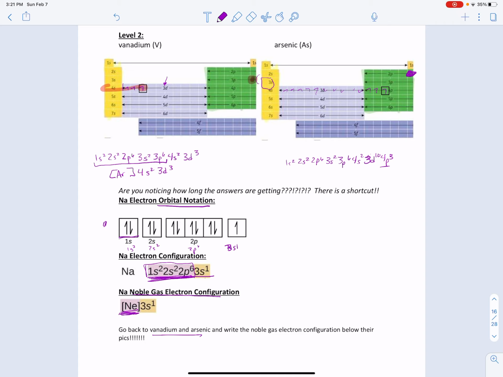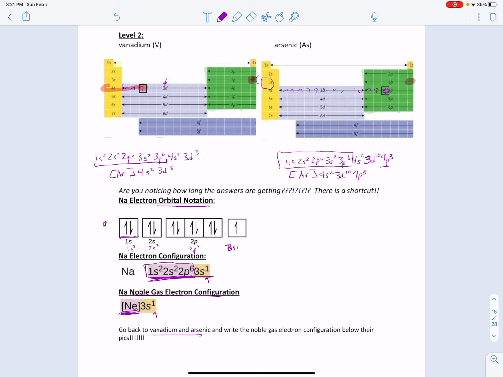Same thing for him. If we're over here, the next closest noble gas is right there. And again, that's argon. And then we can do 4s2, 3d10, 4p3. But again, at least we got out of having to write all of these out too. Something else, you can see that we have some different coloring designations going on. So this goes back to the idea of what is a valence electron.